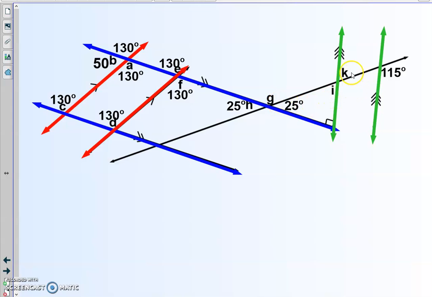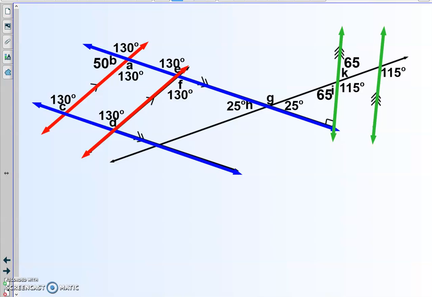How about K? Well, this 115 degree angle is corresponding with that angle there. And you'll notice these two angles right here are a linear pair. So if we take 180 and subtract 115, we get 65 degrees, which can go right here. And of course, if this is 65, this should be 65 because they're vertical.